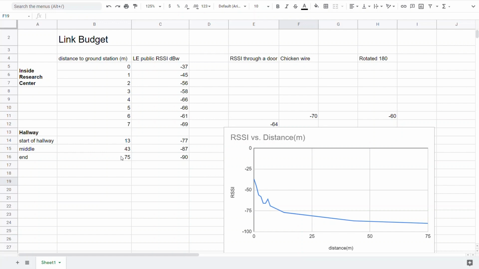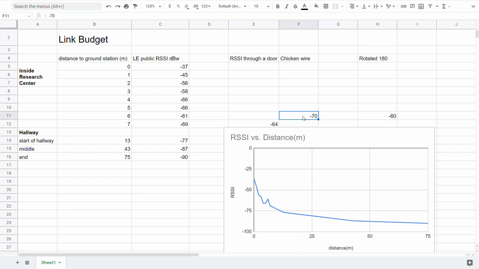Some objects we put in the way between the CubeSat and the ground station was a door, which we found actually, we want to look at this data point more accurately because we got a higher RSSI value, but we're not really sure why that is. We need to collect more data. Though chicken wire did a pretty good job of making the RSSI value much worse because it kind of acted like a Faraday cage.